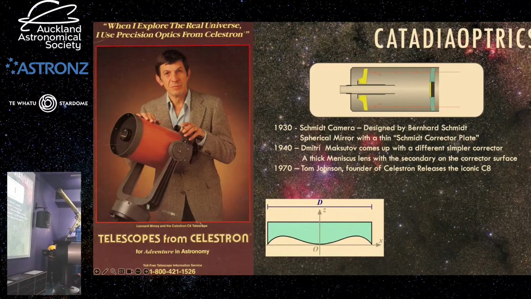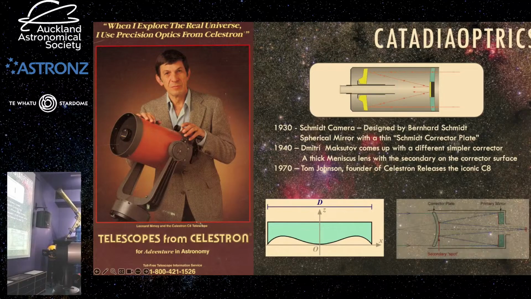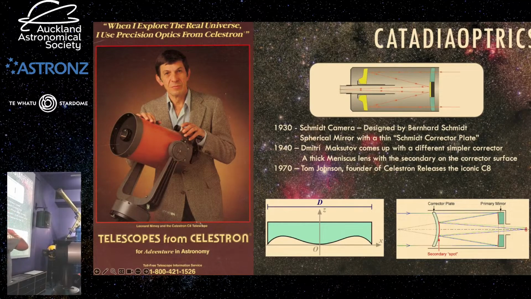In 1940, Dmitry Maksutov, who is somebody I mentioned at the start, developed another kind of catadioptric telescope, and this one used a simplified version. Instead of a very complicated figured corrector plate, it was a smooth, spherical, curved meniscus lens. So the whole thing is the same thickness all the way through, and it's curved.